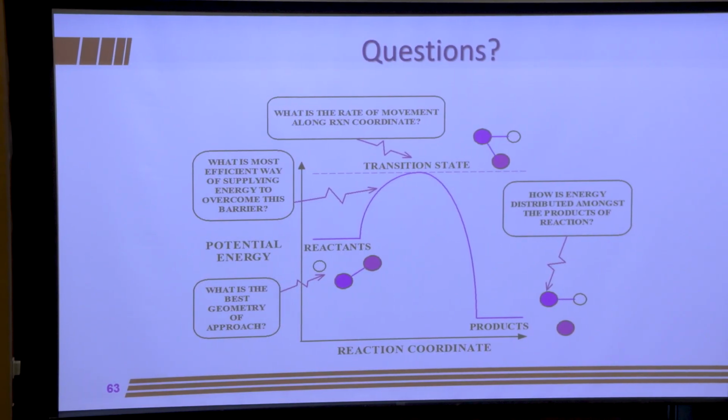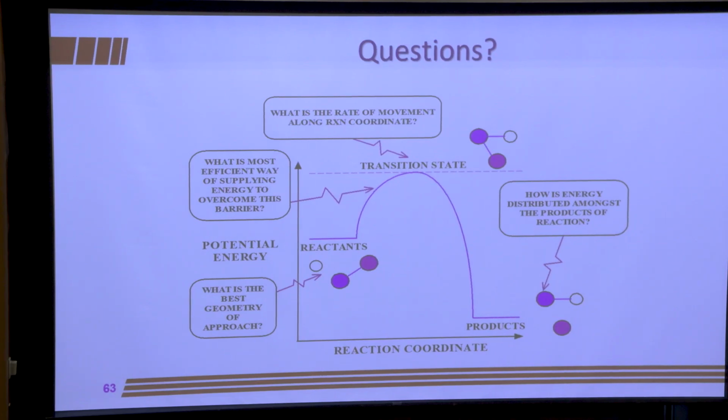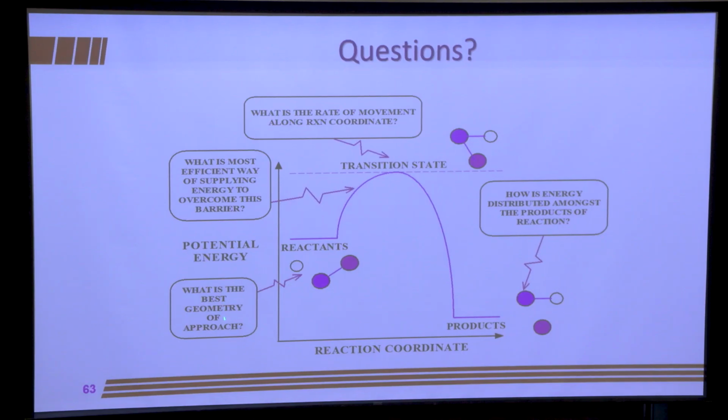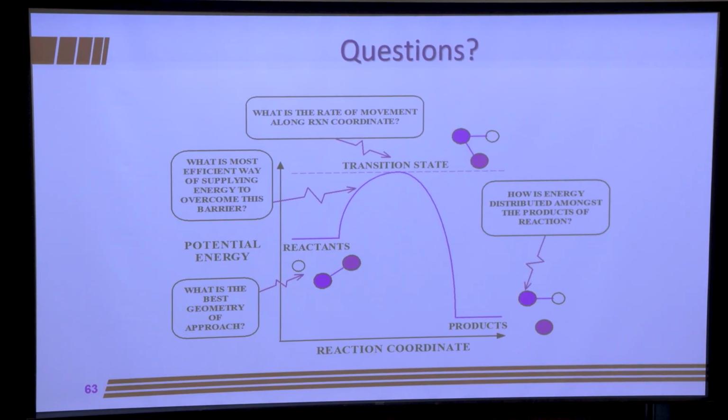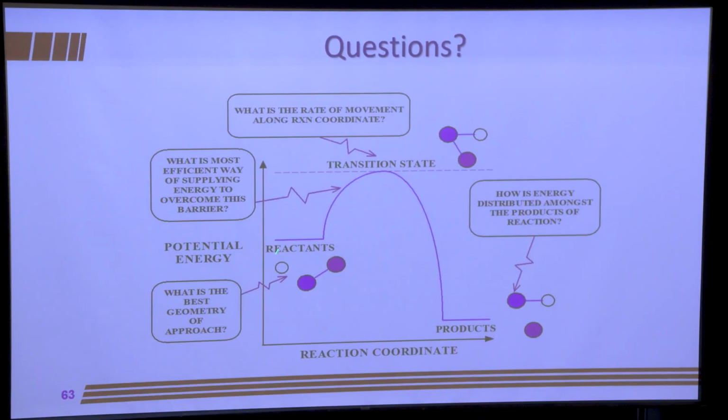Okay, so now I want to introduce simple collision theory. If we have, I don't know, H reacting with O2, what's the best geometry of approach of the hydrogen atom with O2? What is the most efficient way of supplying energy to overcome the activation energy barrier that's involved in the reaction? What are the rates of movement around the reaction coordinate? How is the energy distributed among the products of reaction? These are some of the questions that we need to consider if we're thinking of the reaction coordinate.